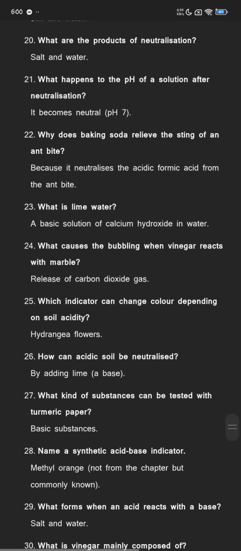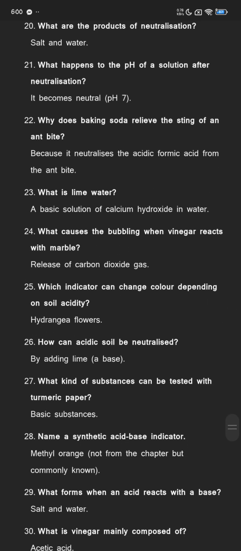Why does baking soda relieve the sting of an ant bite? Because it neutralizes the acidic formic acid from the ant bite. What is lime water? A basic solution of calcium hydroxide in water. What causes the bubbling when vinegar reacts with marble? Release of carbon dioxide gas.